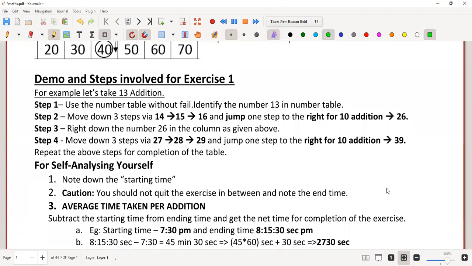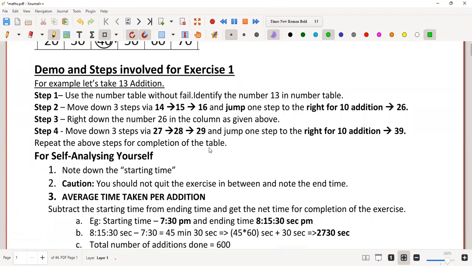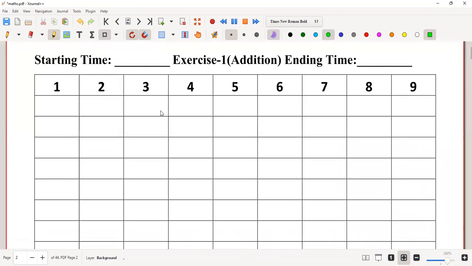The first page is here. You can easily see that. There is a starting time here. While you start this exercise, you should not stop at all until you complete these 3 pages. Because we'll be writing the time. Say you're going to start this exercise by 6:45 p.m. You're ending it by 7:15 p.m.